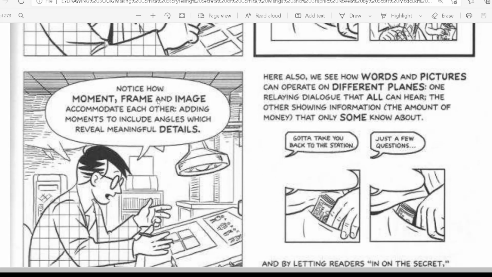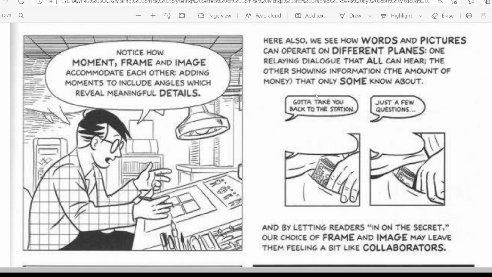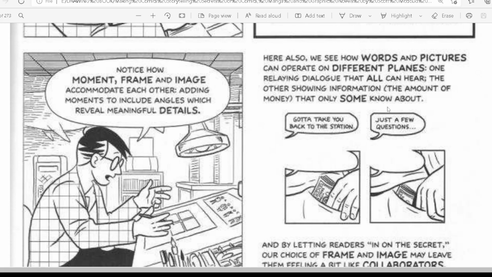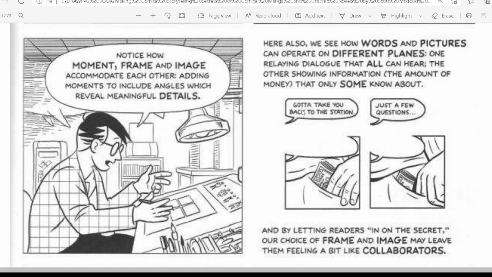Notice how moment, frame and image accommodate each other, adding moments to include angles which reveal meaningful details. Here also we see how words and pictures can operate on different planes: one relying on dialogue that all can hear, the other showing information, the amount of money, that only some know about.